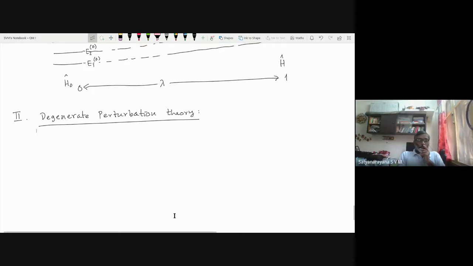Okay, we already know something about degeneracy. So here also we have a situation like this. We have the Hamiltonian H equal to H0 plus some lambda times H prime. So this part is exactly like in the previous case. But what happens is that the eigenvalues of H0 are not all non-degenerate.